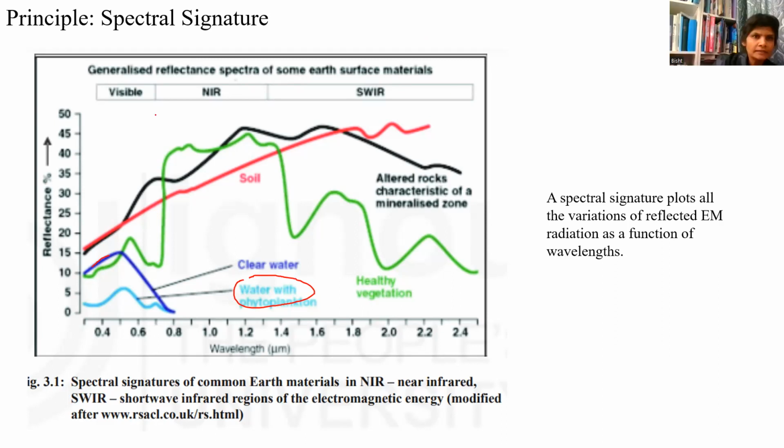And you can see the different wavelengths here. So this is the visible spectrum. On the left side here is your visible spectrum. And then you've got infrared and short wavelength infrared on the right.